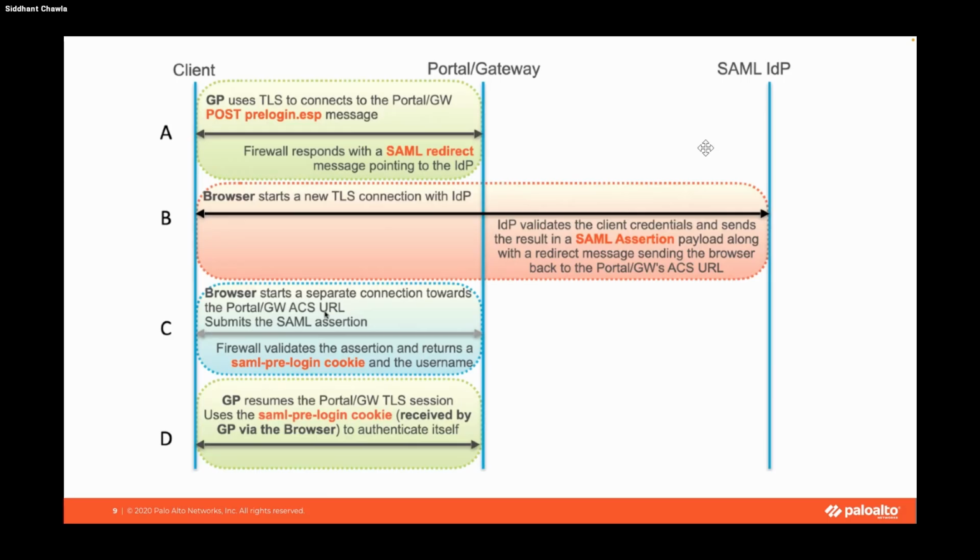GP resumes the portal gateway TLS session and it will use the SAML pre-login cookie received by the GP via the browser to authenticate itself, and the user will be able to connect to the GlobalProtect application. In our case, I have a lab setup where I'll demonstrate. We have used IDP Okta, and on the firewall, we have deployed gateway and portal. So we have it on the same firewall.